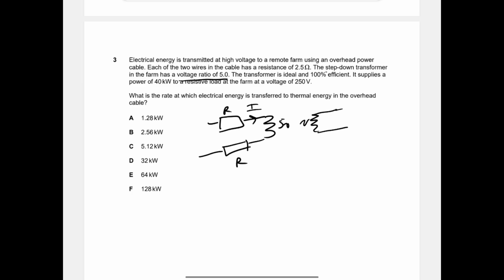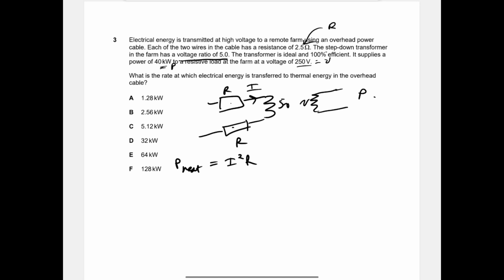And yeah, anyways, it supplies a power P, let's call it, which is 40 kilowatts. So we know V is 250. We know that is P. We know this is R. So we're trying to find out what's the rate at which electrical energy is transferred to thermal energy in the overhead cable. So I'll call that P heat. We know that's going to be I squared R, because it's just the power dissipated by these two resistors, basically.